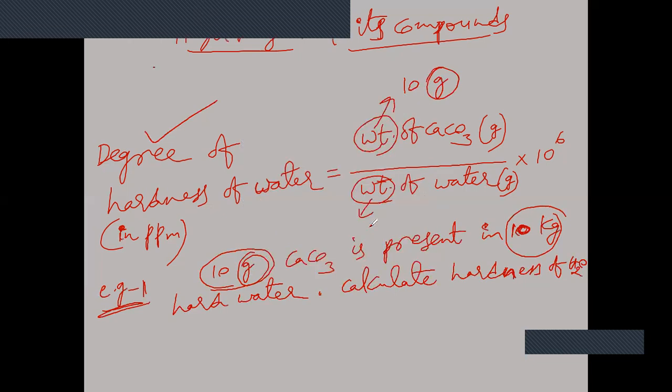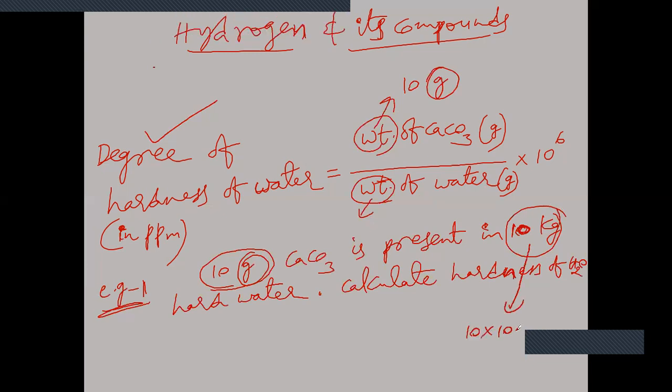Now 10 kilograms means how many grams? In 10 kilograms, how many grams will be there? 10 into 1000, na? Kilo means 1000. So these many grams is present here, means 10 power 4. 10 power 4 grams of water is given. So the weight of water is 10 power 4. Right. So 10 divided by 10 power 4 grams of water into 10 power 6.